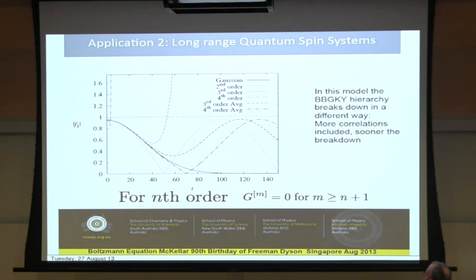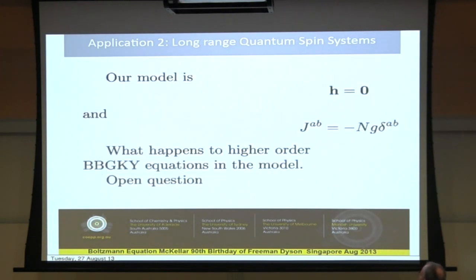They call it nth order, putting the correlation function equal to zero for n plus one, and they find that this function, which is supposed to be less than 1, is, in the simplest approximations, disastrously worse, going way up there. And only when you get to very high orders does it begin to come down. For them, they find that the BBGKY hierarchy breaks down in a different kind of way. And it's an interesting question, but I only found out about their paper just before I came here. Our model is a special case of theirs.